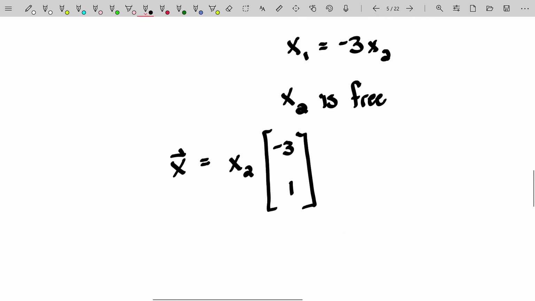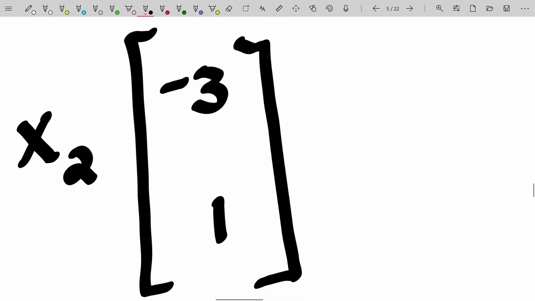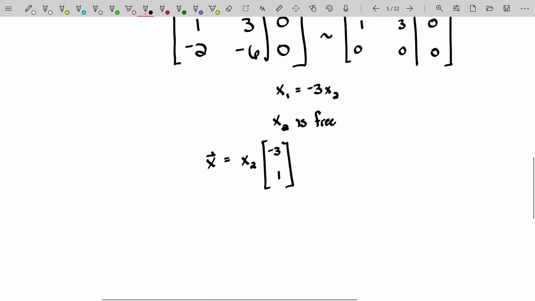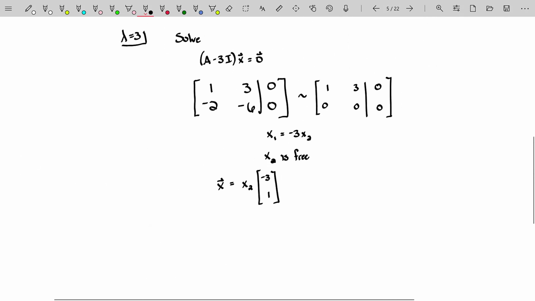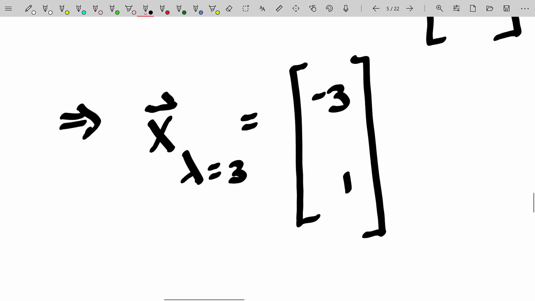And in general, most of us will choose x sub 2 to equal 1 to get our eigenvector that's associated with the eigenvalue of 3. And I'll note that as x sub lambda equals 3. In other words, this is the eigenvector for the eigenvalue 3.